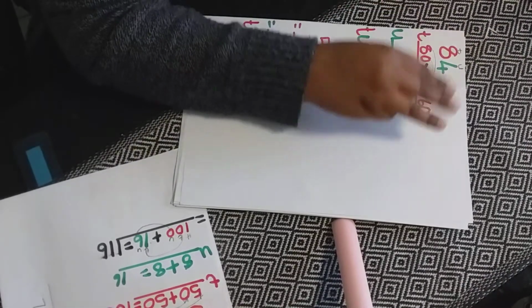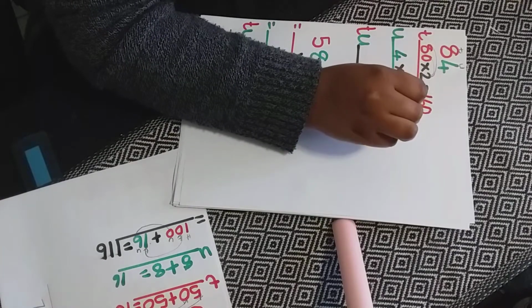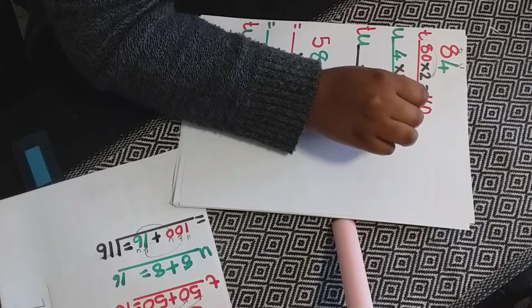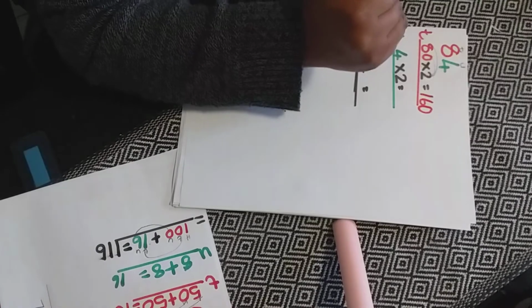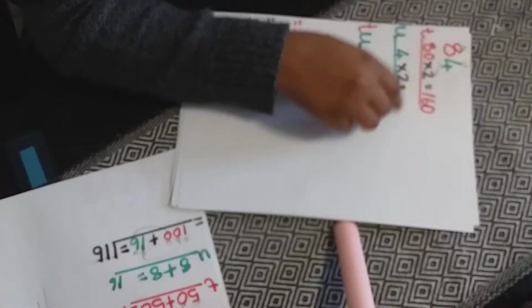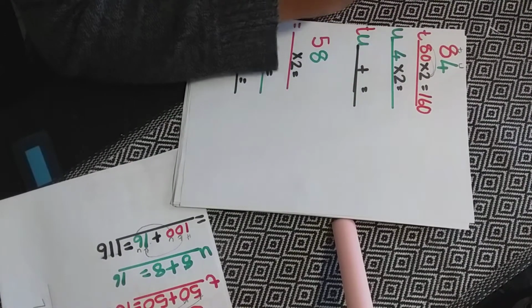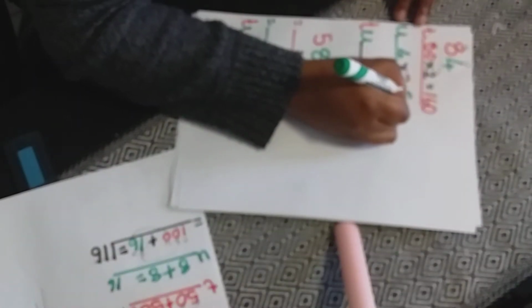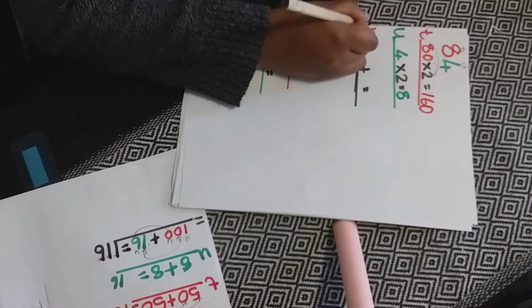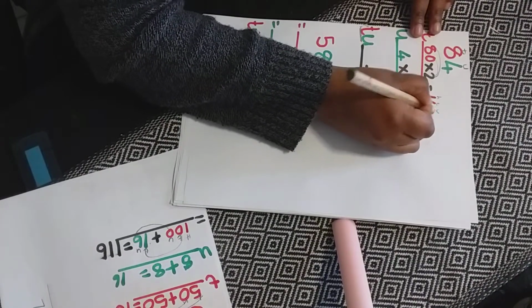0 times 2 is 0. 0 times 4 is 0. Anything times 0 will give me 0. Okay? 4 times 2: 2, 4, 6, 8 is equal to 8. So I see here's 100, tens and units now. Not tens and units only. Look there. 100, tens and units, and that's only a unit.